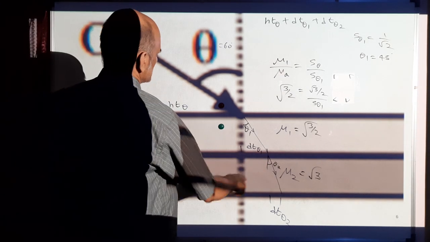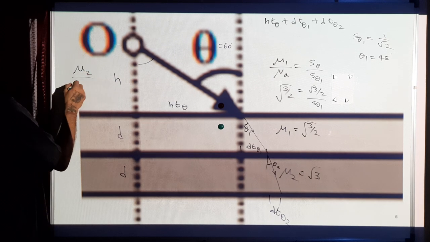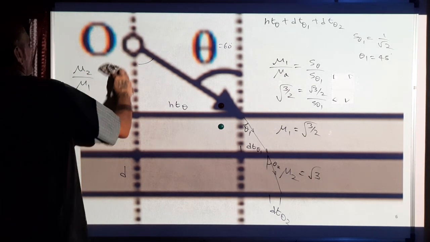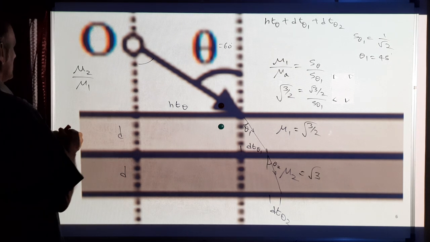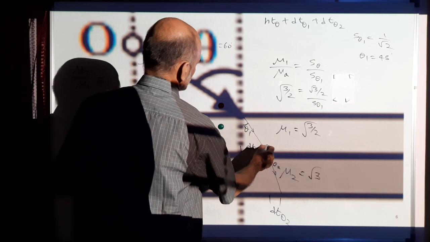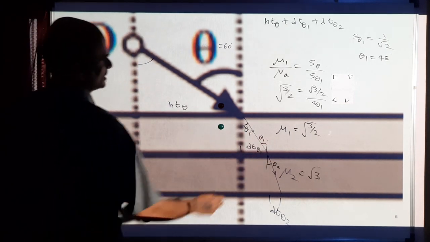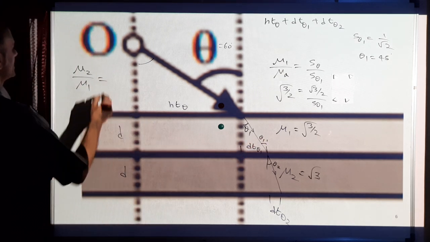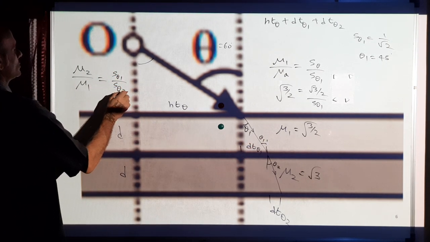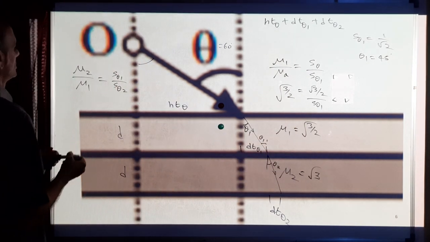So again, Snell's law at this interface. The refractive index of the second medium, mu2 by mu1, is equal to sin i by sin r. This angle and this angle are the same, theta 1, alternate angles. So at this interface, the incident angle is theta 1, so sin theta 1 by sin r, which is sin theta 2. Mu2 is root 3 and this is root 3 by 2.